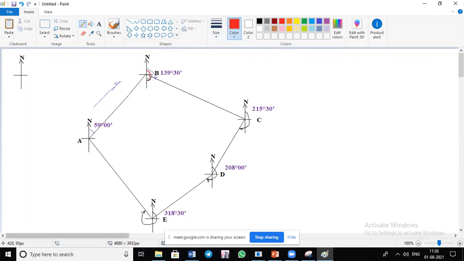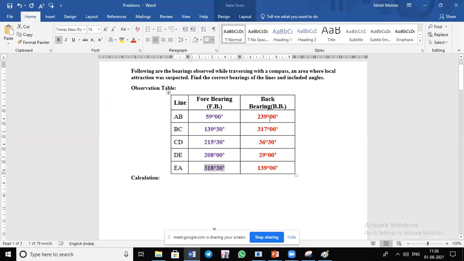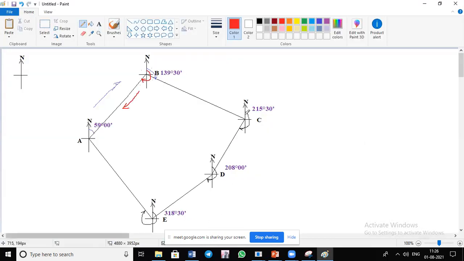Here is one angle like this, which is also there. So that is nothing but the back bearing, which has been measured in the back direction of the survey line. So for BA, it is how much? 239 degrees 0 minutes.